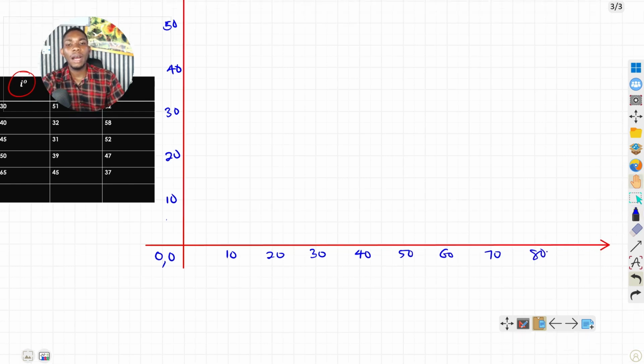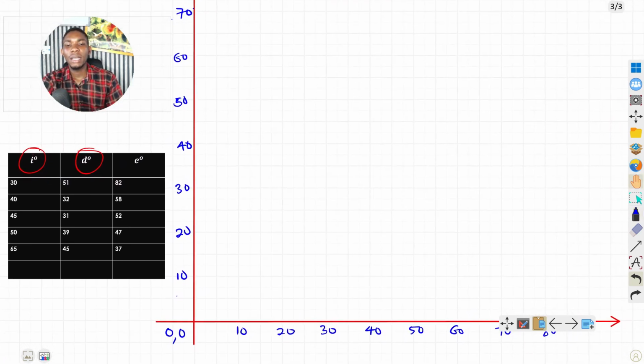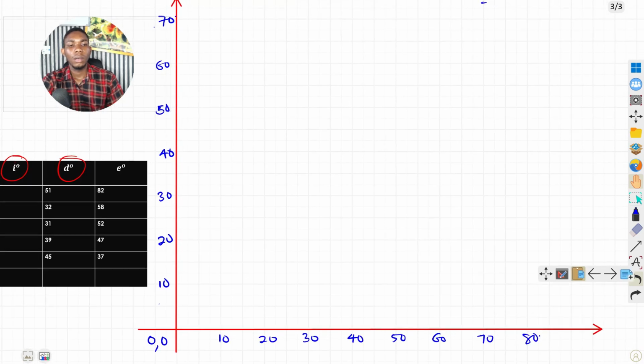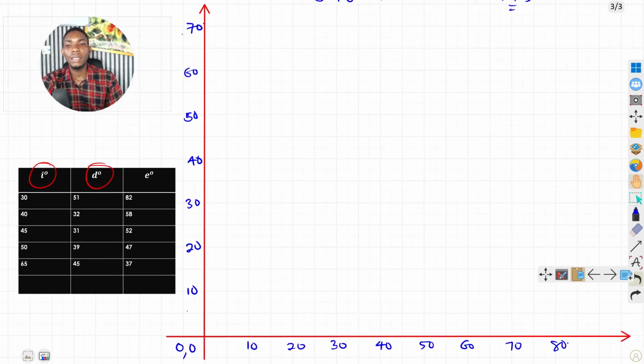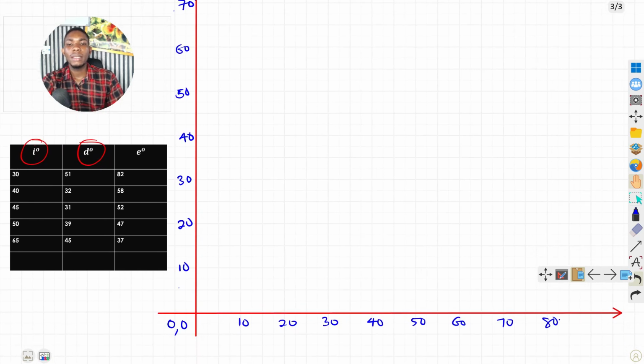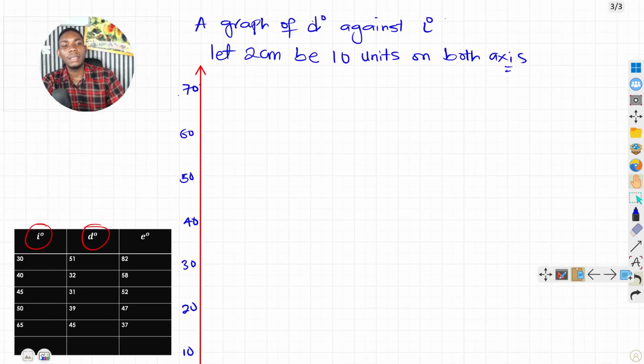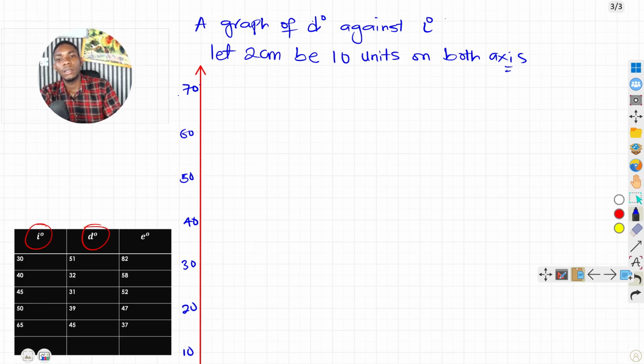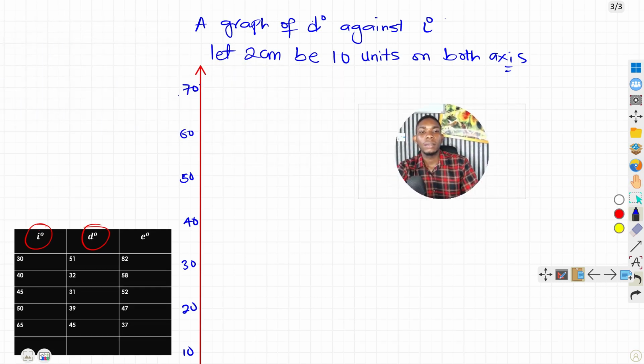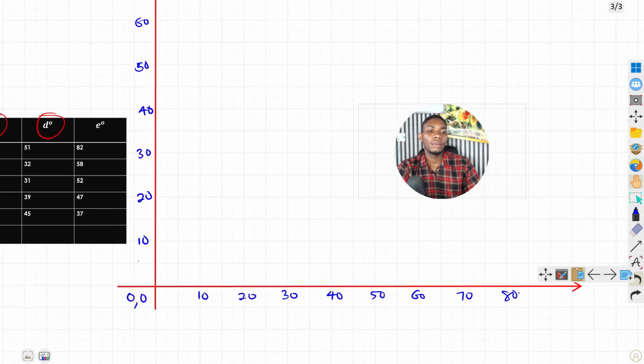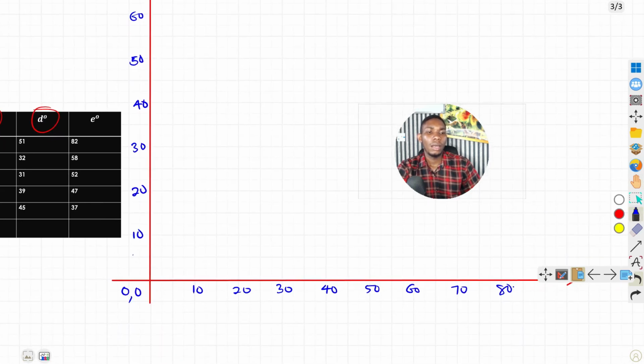So what graph are we actually plotting? We are plotting a graph of D against I. You can come here and say D in degrees. This is the y-axis, and then this one is I in degrees. This is the x-axis. Alright, so let us begin our plotting.